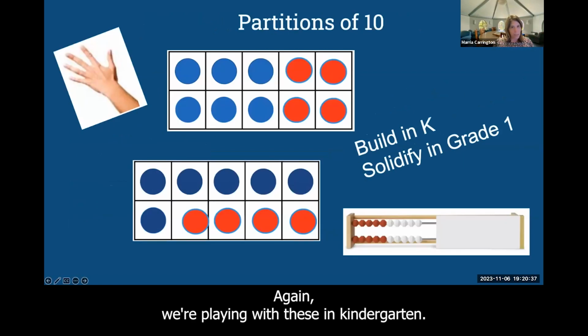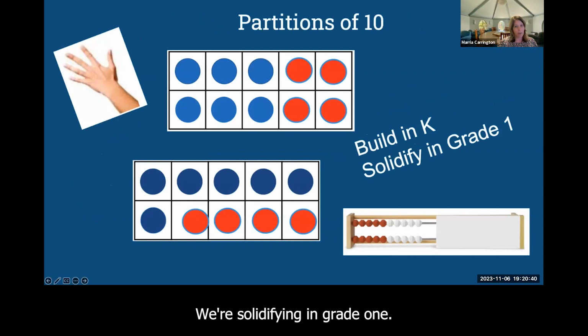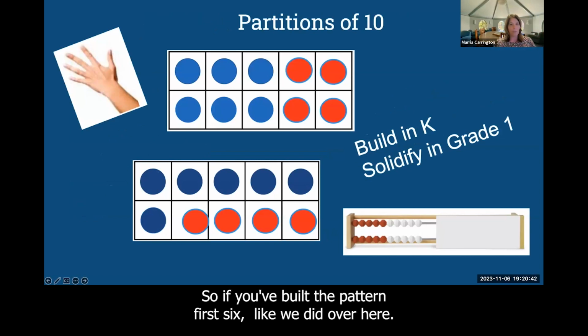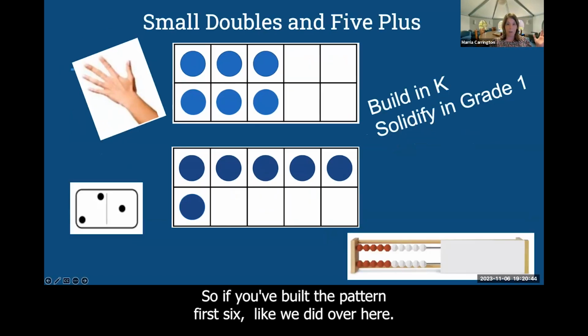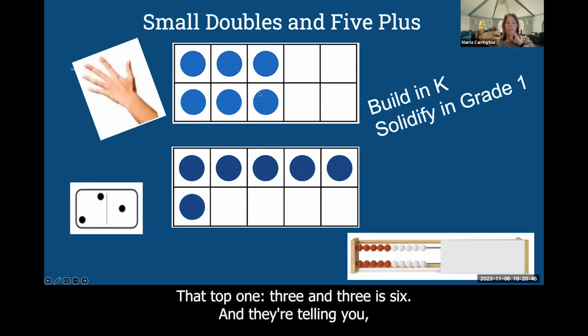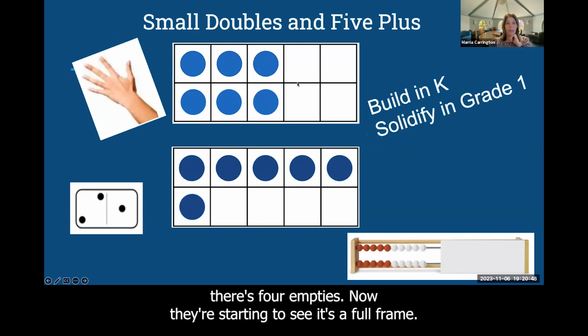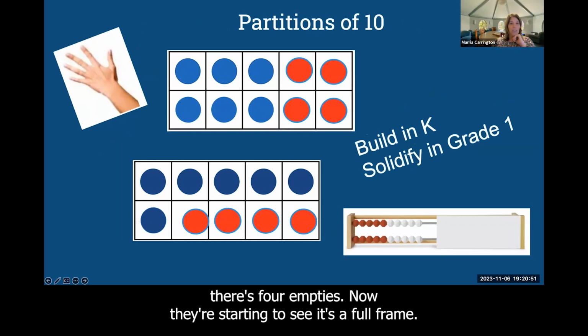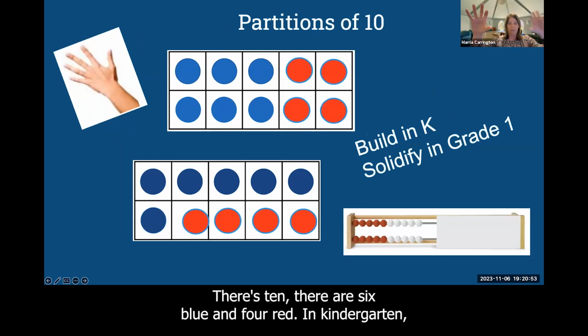Again, we're playing with these in kindergarten. We're solidifying in grade 1. So if you've built the pattern for 6, like we did over here, that top one, 3 and 3 is 6, and they were telling you, oh, there's 4 empties. Now they're starting to see it's a full frame. There's 10. There are 6 blue and 4 red.